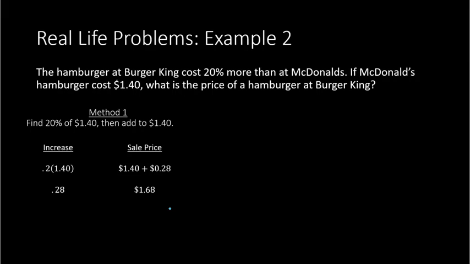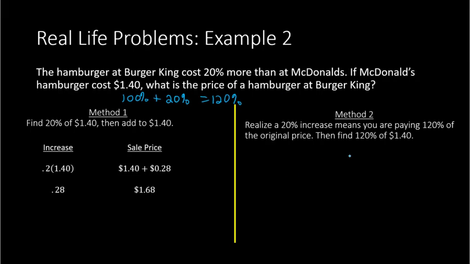Now we can use a second approach to get the same answer. If we realize that $1.40 is like 100%, that is the full cost. And at Burger King, it costs 20% more. So 100% plus 20 more percent gives you 120%. So we can use that and find 120% of $1.40. That's what we're doing right here.